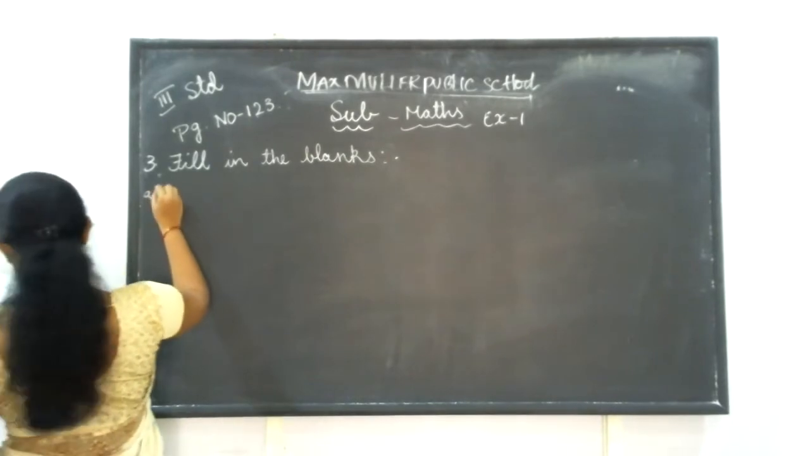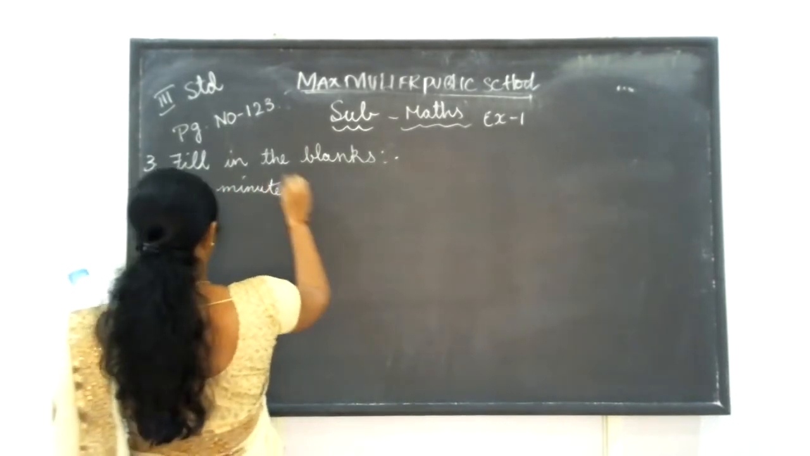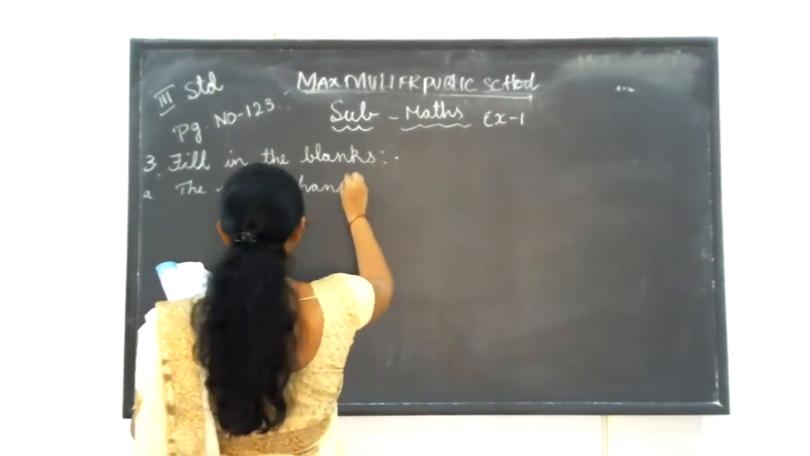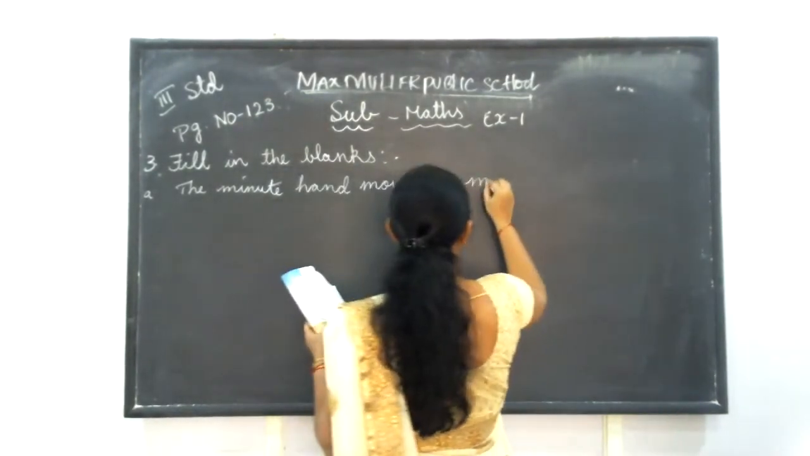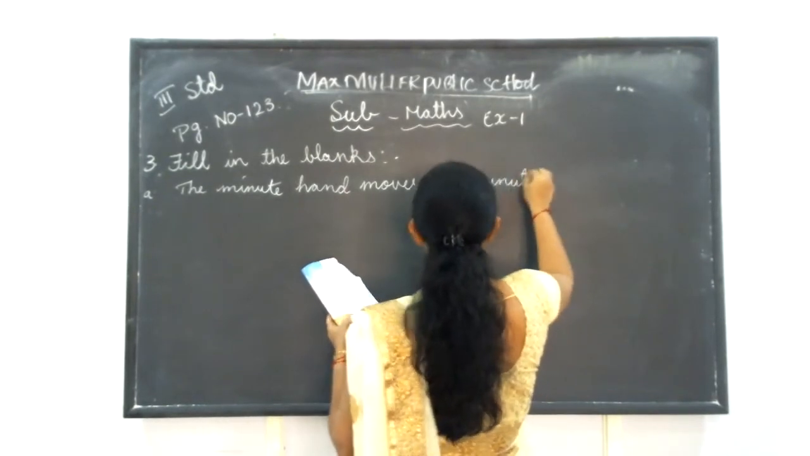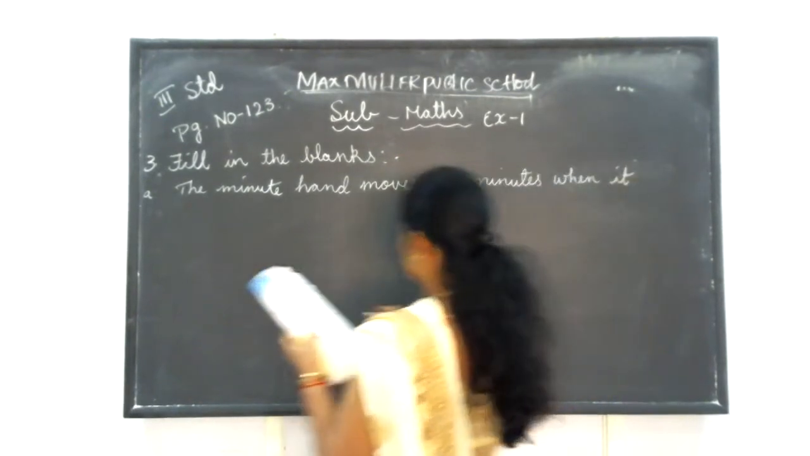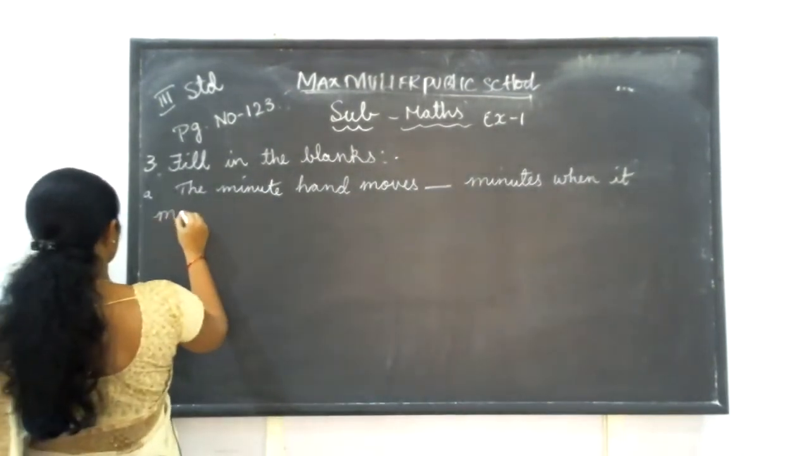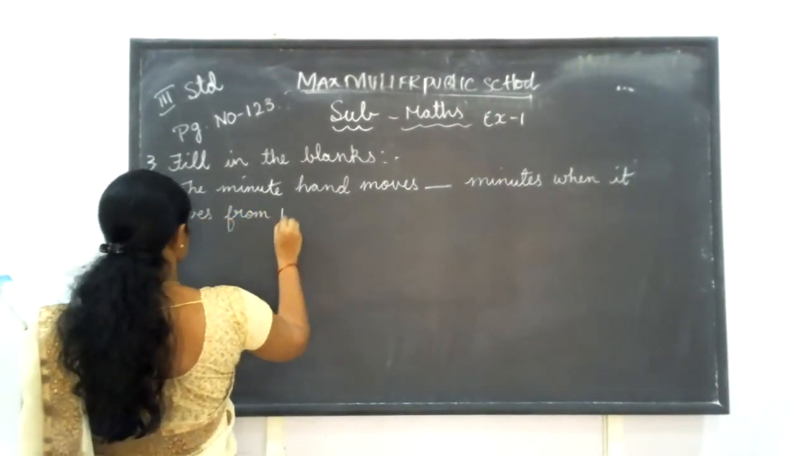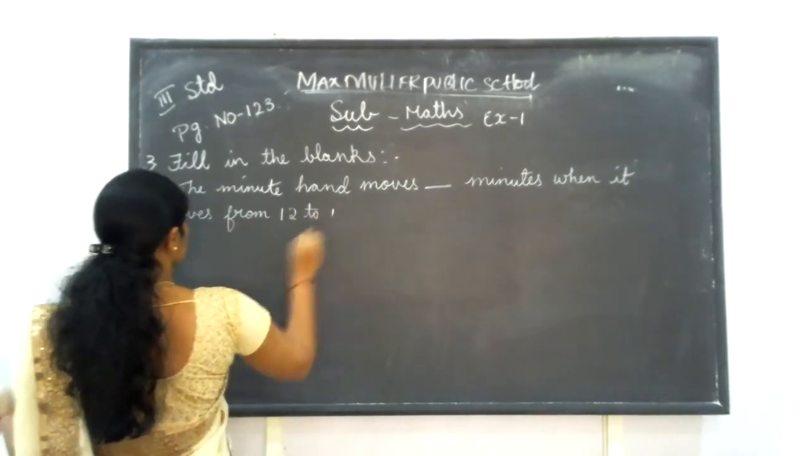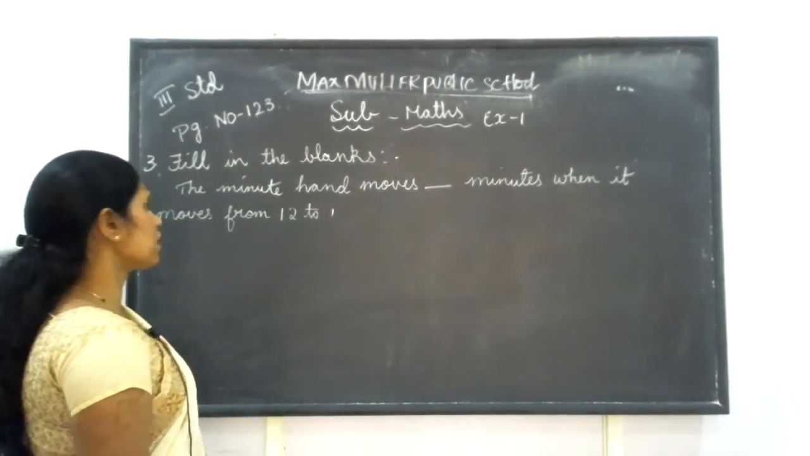First one you see. The minute hand moves dash minutes when it moves from 12 to 1. So they have given the minute hand moves dash minutes when it moves from 12 to 1.